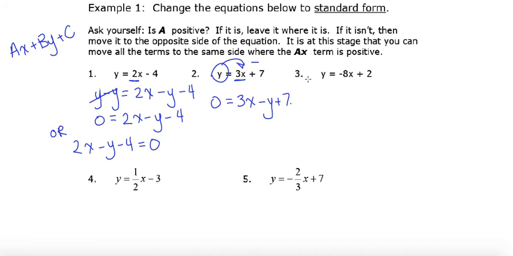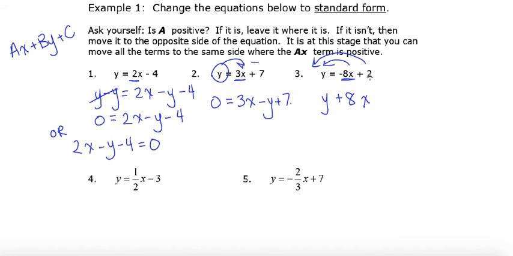All right, for part 3, example 3, my x is negative. So now I want to move this to the other side. So all of these terms have to be moved over here. So what does that look like? Well, I can keep my y here at front, and then when I'm moving my negative 8x to the other side, it becomes positive.